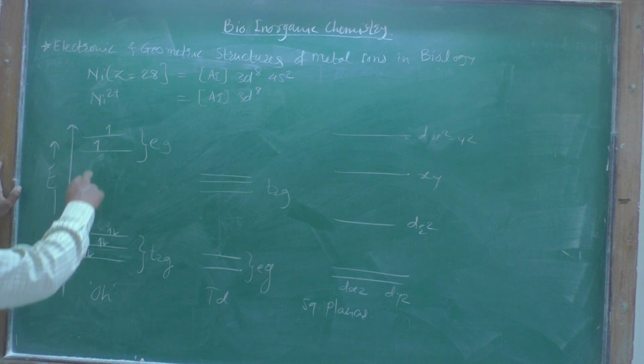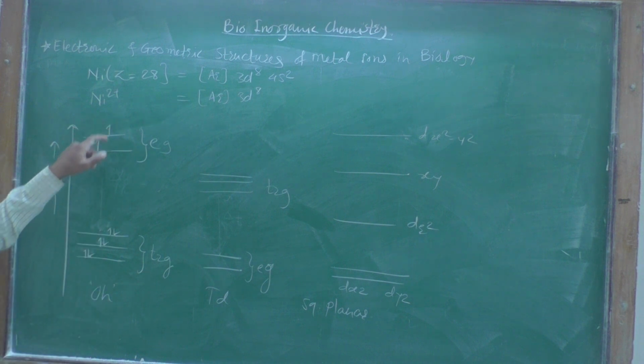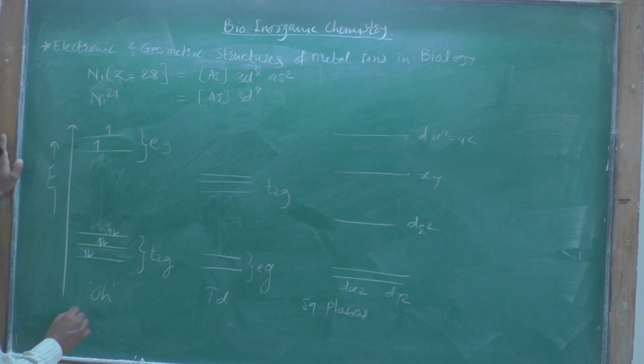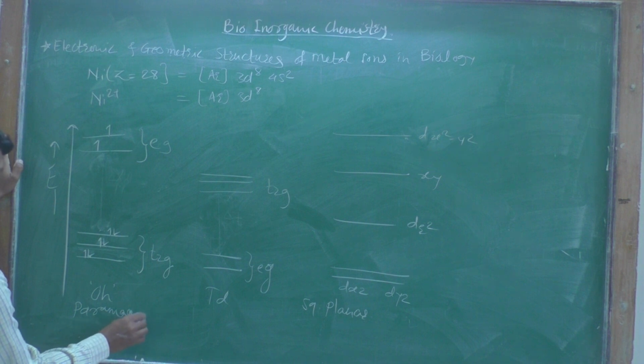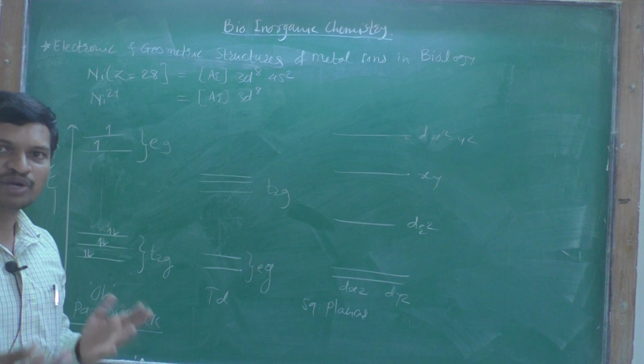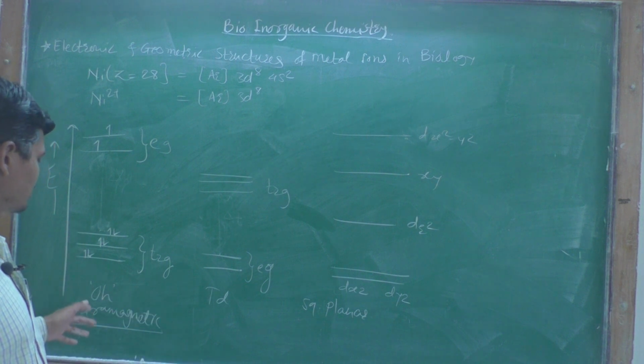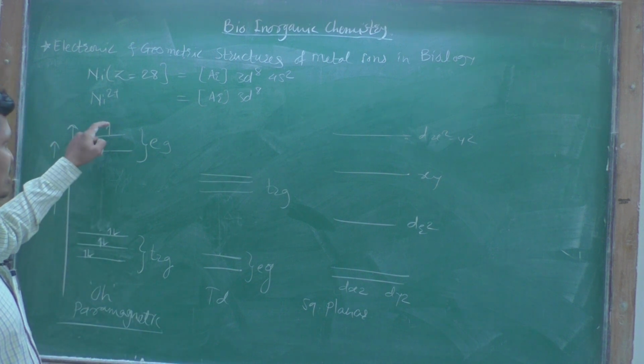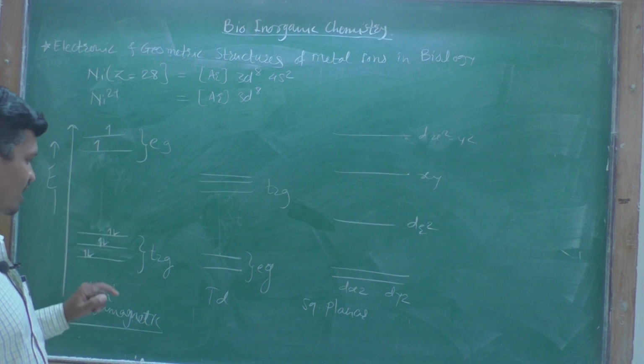So this indicates that there are 2 unpaired electrons present, and due to these 2 unpaired electrons, this system is paramagnetic. Why is it called paramagnetic? We know that whenever there is a presence of unpaired electrons, that system is paramagnetic in nature. So as there are 2 unpaired electrons, the system is paramagnetic in nature.